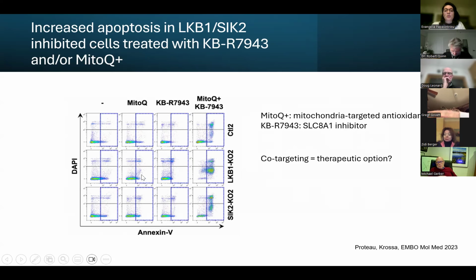transfer of the cellular population towards the apoptotic part, because in flow cytometry, annexin-5 is usually used to monitor apoptosis. When they used the SLC8A1 inhibitor, again, they didn't see much of a difference, but when they used the combination, they saw a good shift of the population towards apoptosis. So they suggest, how about co-targeting SLC8A1 and the mitochondrial ROS? And how about this, if it could be developed as a therapeutic option?